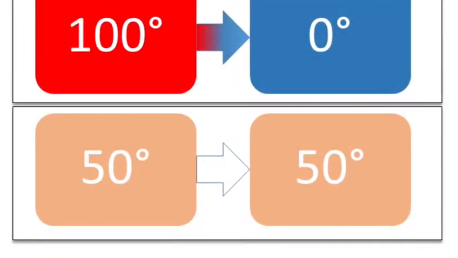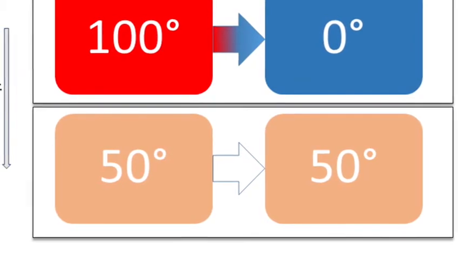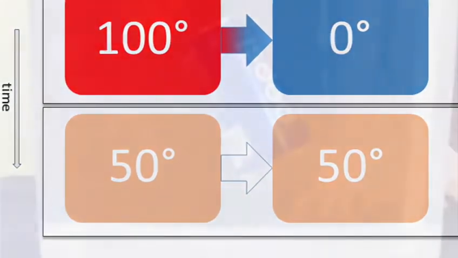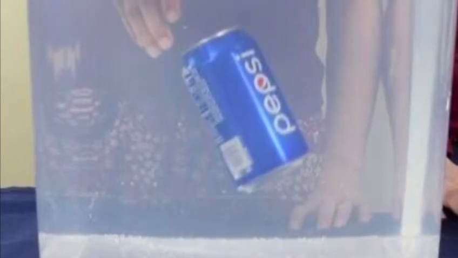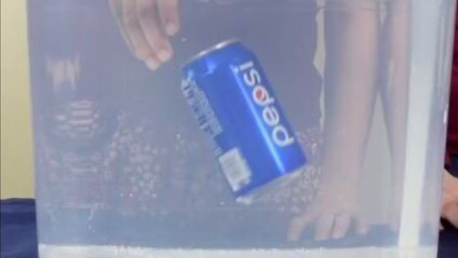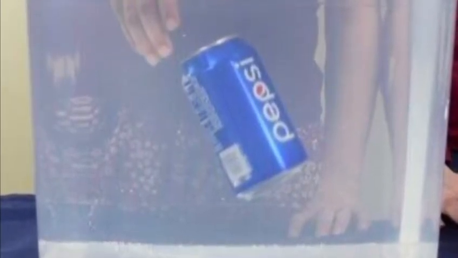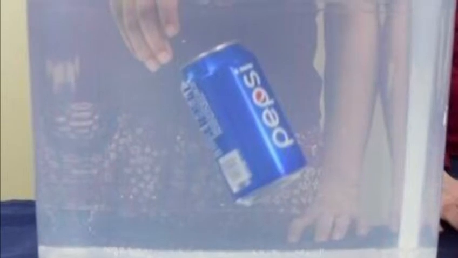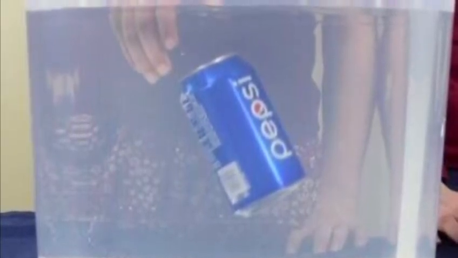Now we're going to talk about thermal equilibrium. Thermal equilibrium is when all parts of the system are at the same temperature. An example of this is putting a warm can of soda in a bucket filled with cold water. In a couple of minutes, the soda and the water will transfer and exchange heat until both the soda and the water are at the same temperature.